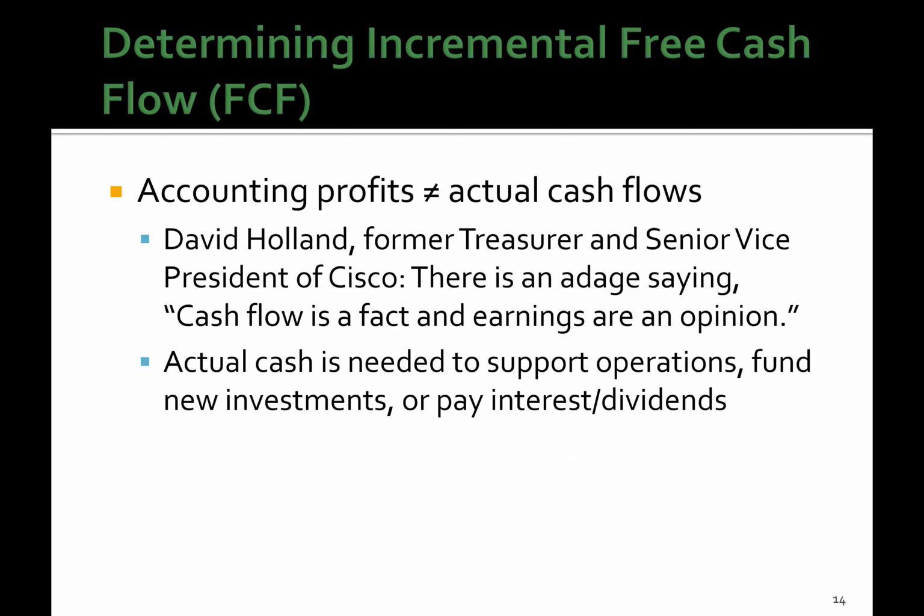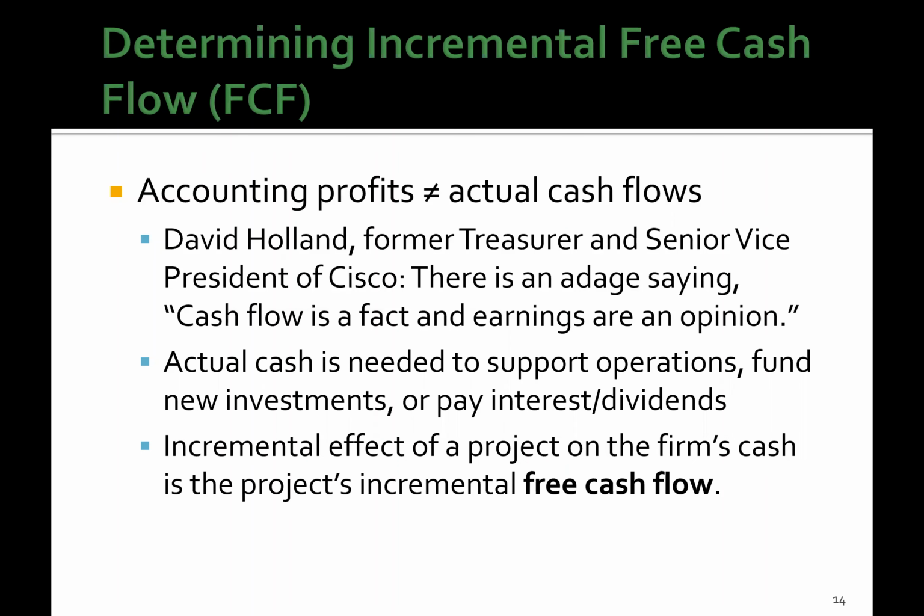And so our investors care about cash, our workers care about cash. Everybody that has a stake in the organization really cares about the amount of cash that it has, and the same goes for new investment decisions. We need to know the impact that a new investment would have on the firm's cash. So the incremental effect of a project on the firm's cash is the project's incremental free cash flow, and so it's free cash flow that we want to focus on.